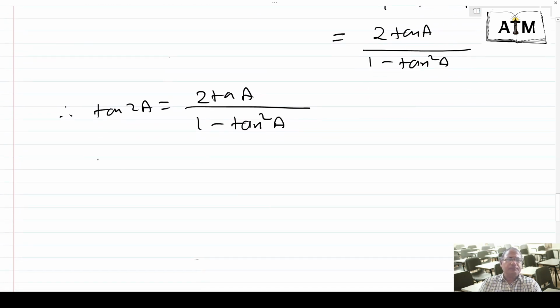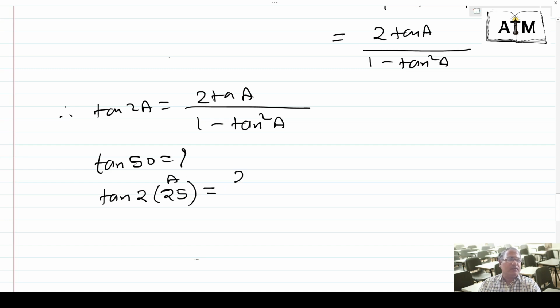Example, tan 50 equals how much? Then you have to see whether it is an odd number or an even number. If it is an even number, it can be written as 2 into 25. So 2 into 25, that is tan 2a, a equals 25. It becomes 2 tan 25 upon 1 minus tan square 25.